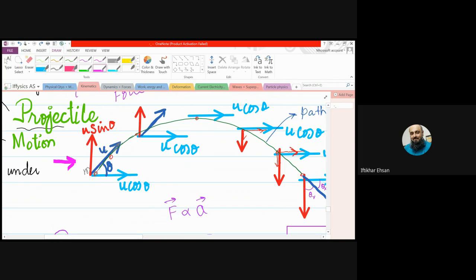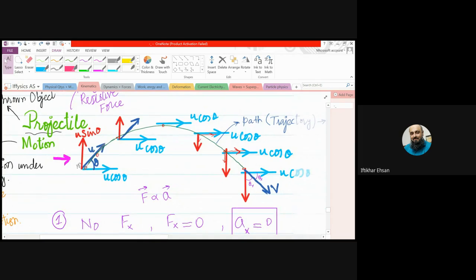I guess we have discussed how to make components. The component of u along the angle will be u cos theta, and the other component will be u sin theta. So everywhere it will usually be having two-dimensional motion, horizontal and vertical, horizontal and vertical, horizontal and vertical.